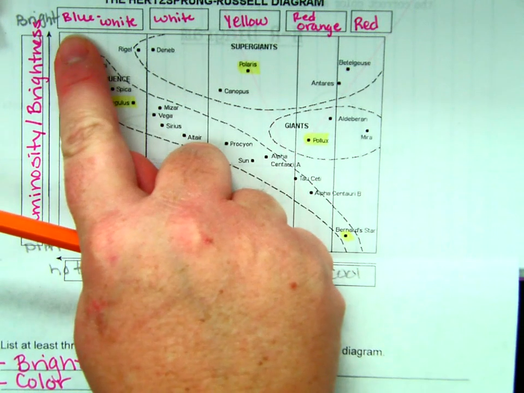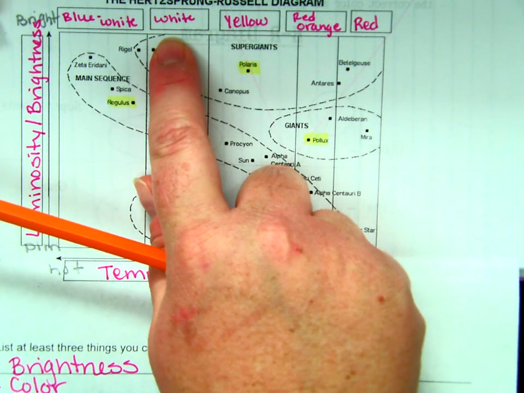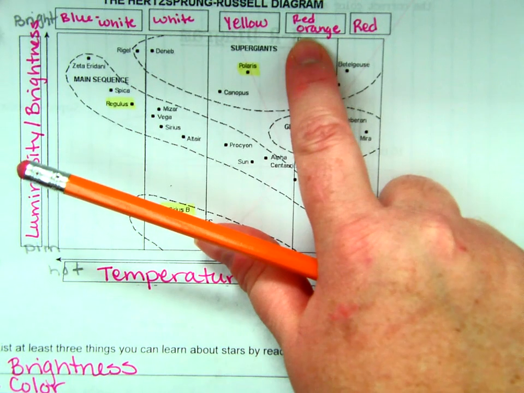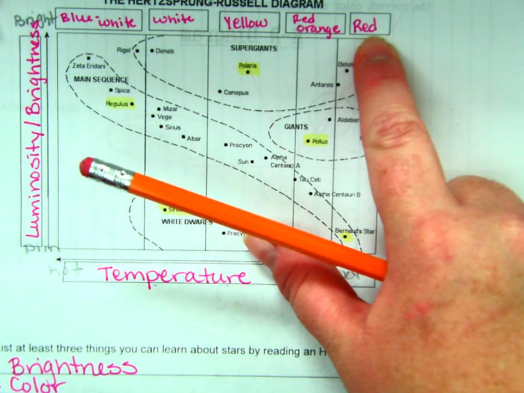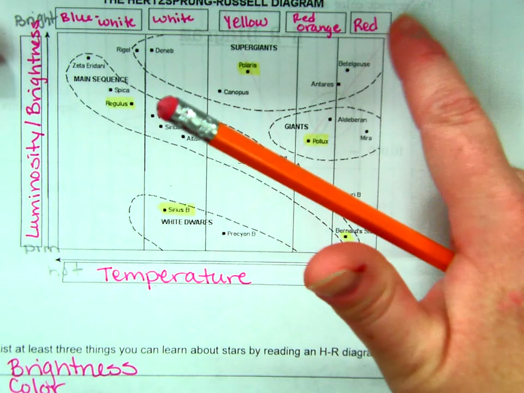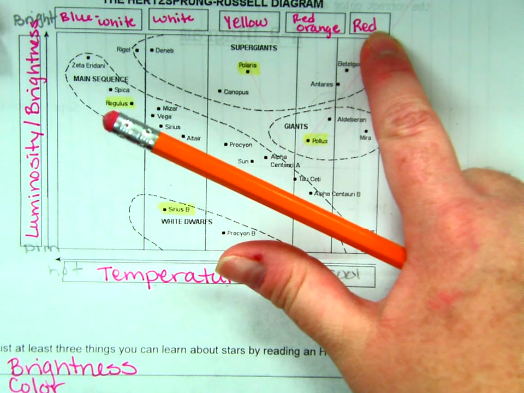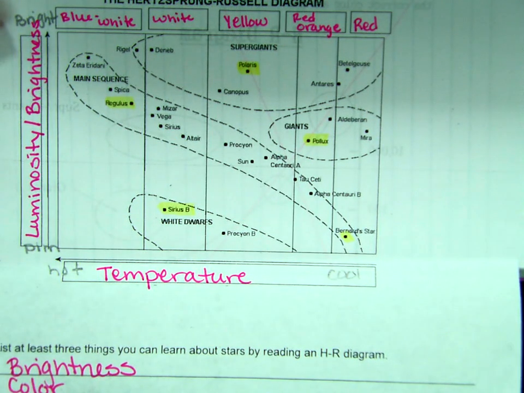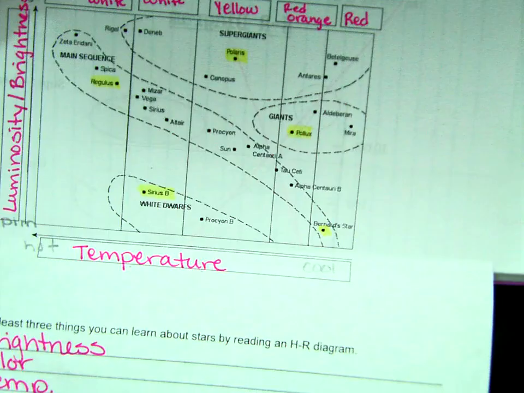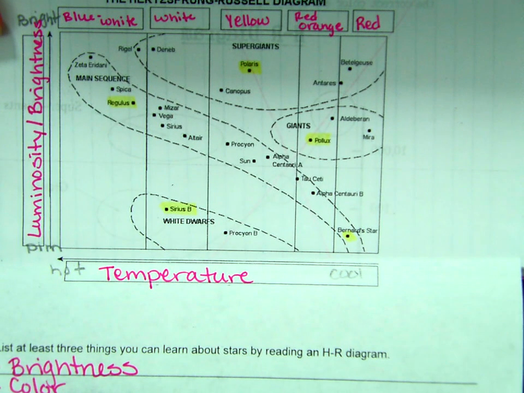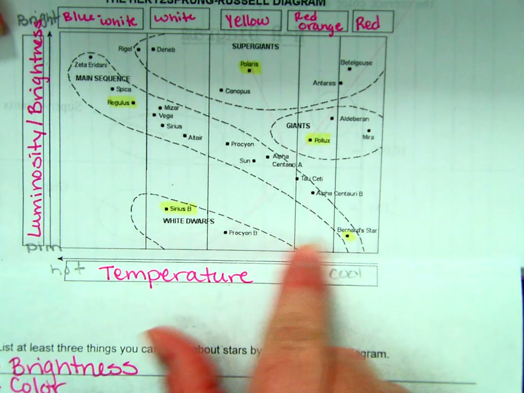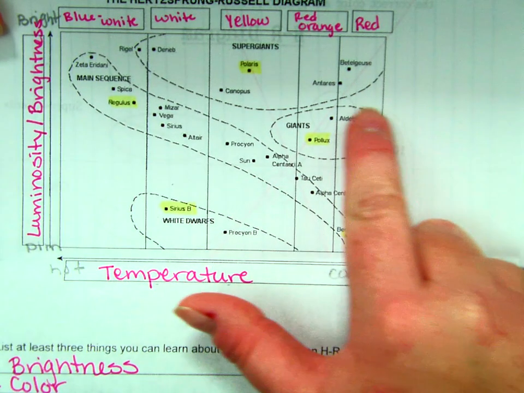We have blue, white, yellow, orange, and of course red. And that's not the only thing that they noticed about stars. Then they started noticing, when looking through telescopes, the stars were different sizes. So in comes a fourth way to plot the stars, which is by their size or category.